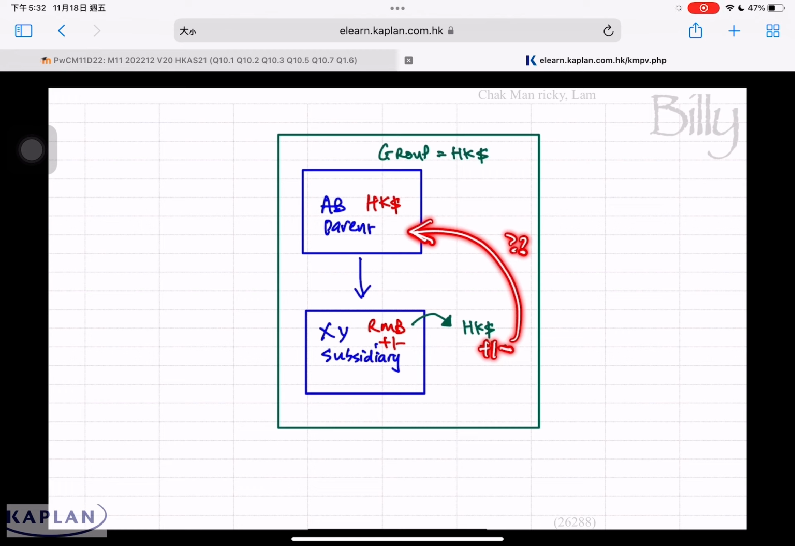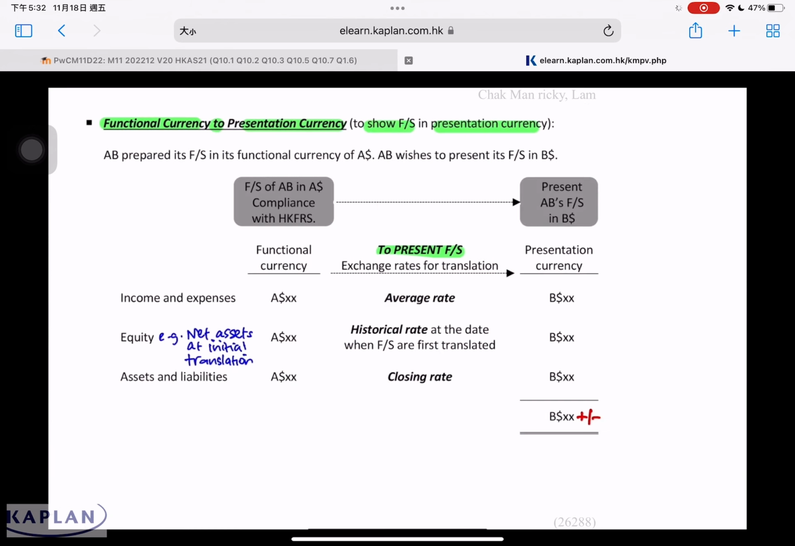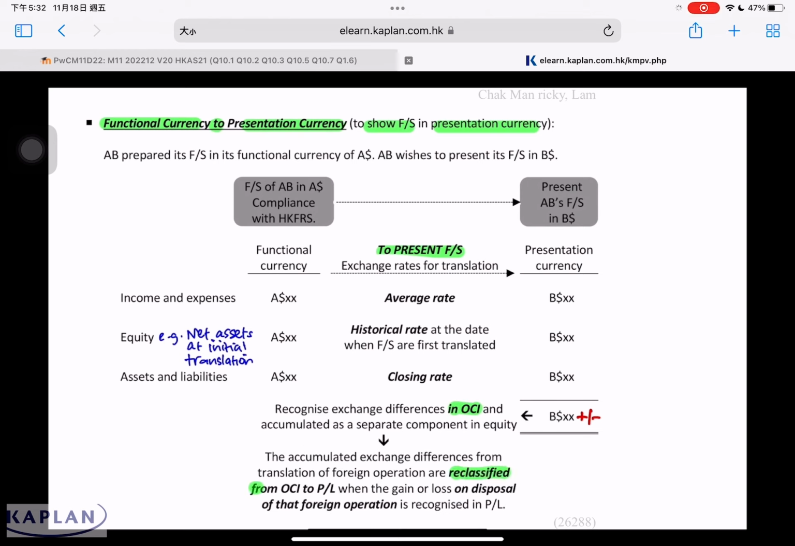It's just a difference. In accordance with AS21, these differences will be reported in OCI at the group level. These differences must be recognized in OCI. When the parent loses control of that foreign operation, do a reclassification from OCI to P&L.